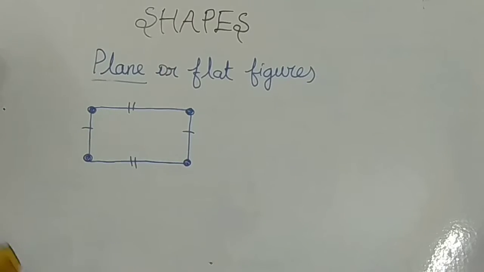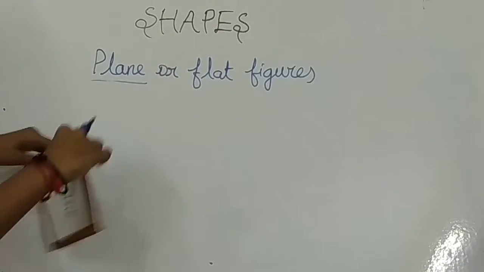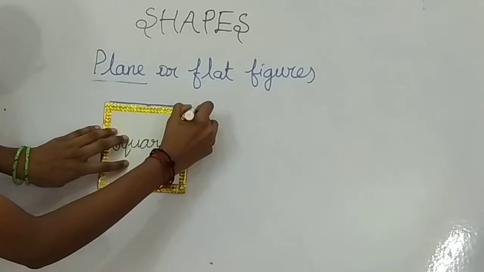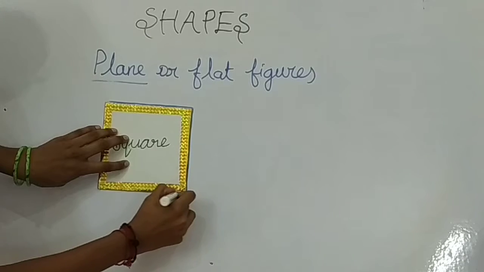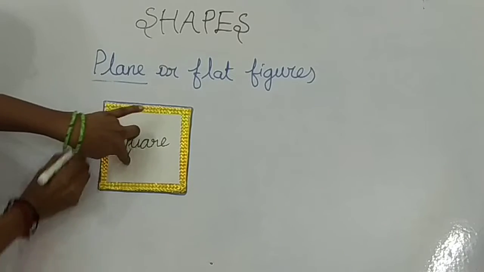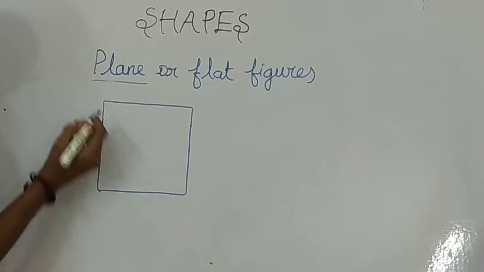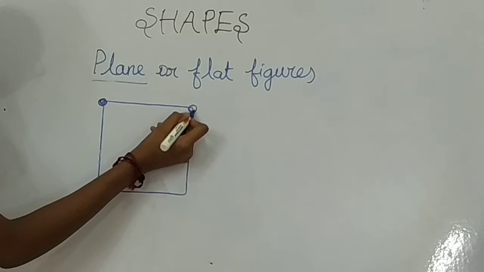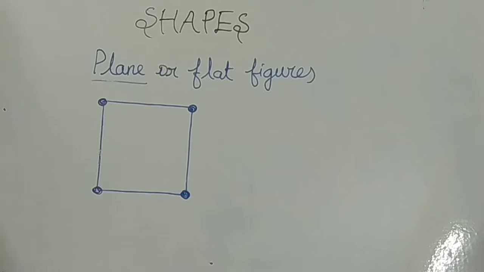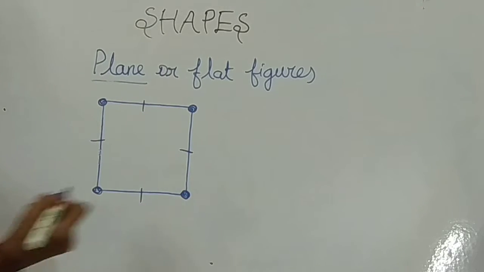Next, square. This is a square. It has four sides, it has four corners. A square has four sides and four corners. All the sides of a square are equal.